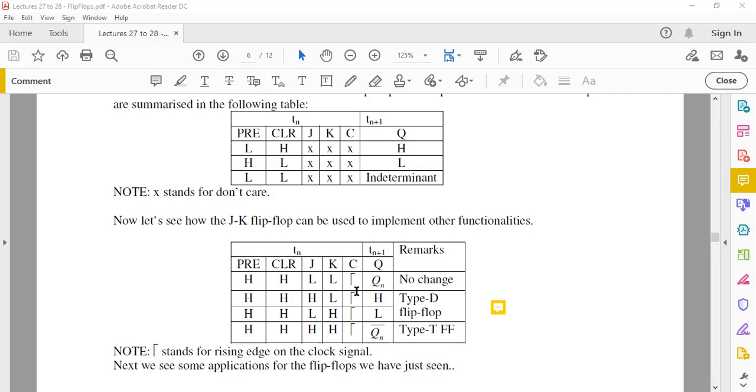So if you have already set your initial state based on this truth table, the next step is to maintain your preset and clear at the high state because they're active low signals. Then when you set J and K both to low, it's an off state where you're not doing anything. If you put your J and K at different states, so if for example J is high and K is low, or vice versa, your JK flip-flop behaves like a D-type flip-flop. If you make your J and K both high, your JK flip-flop starts behaving like a T-type flip-flop.